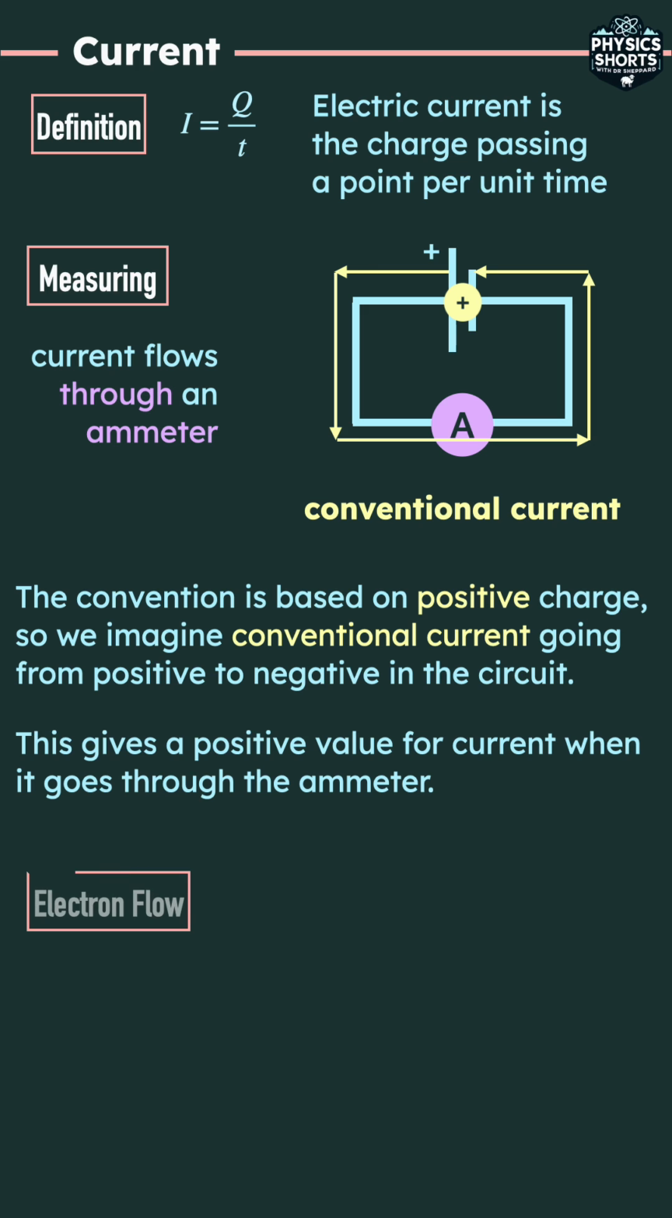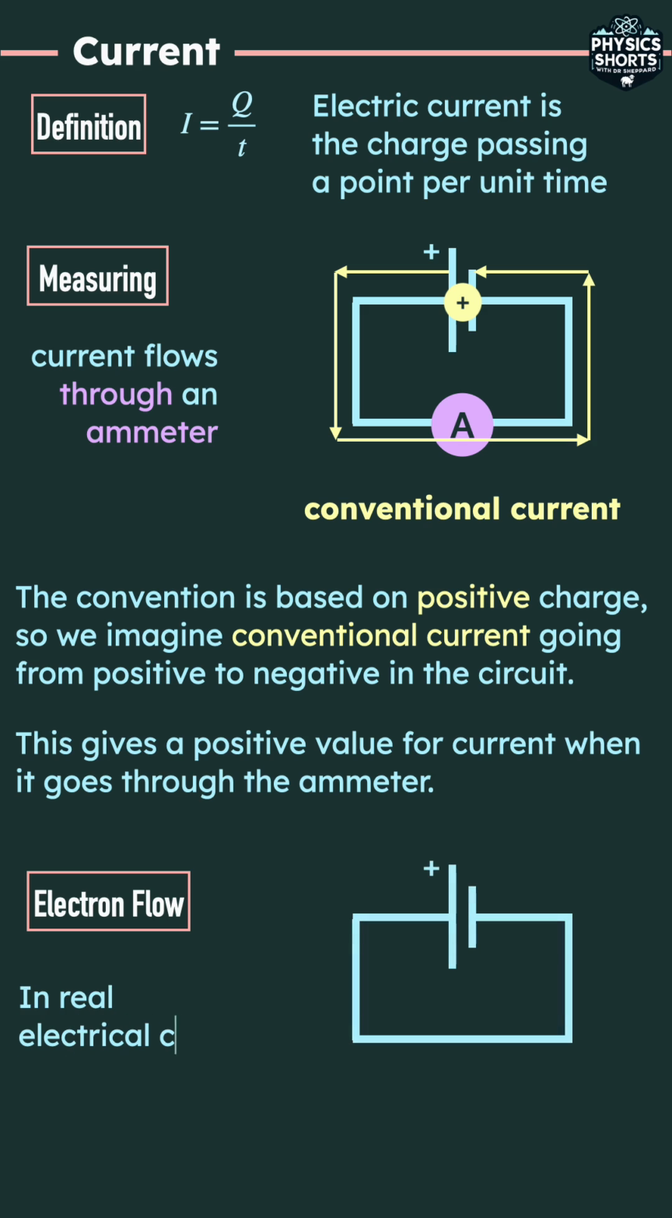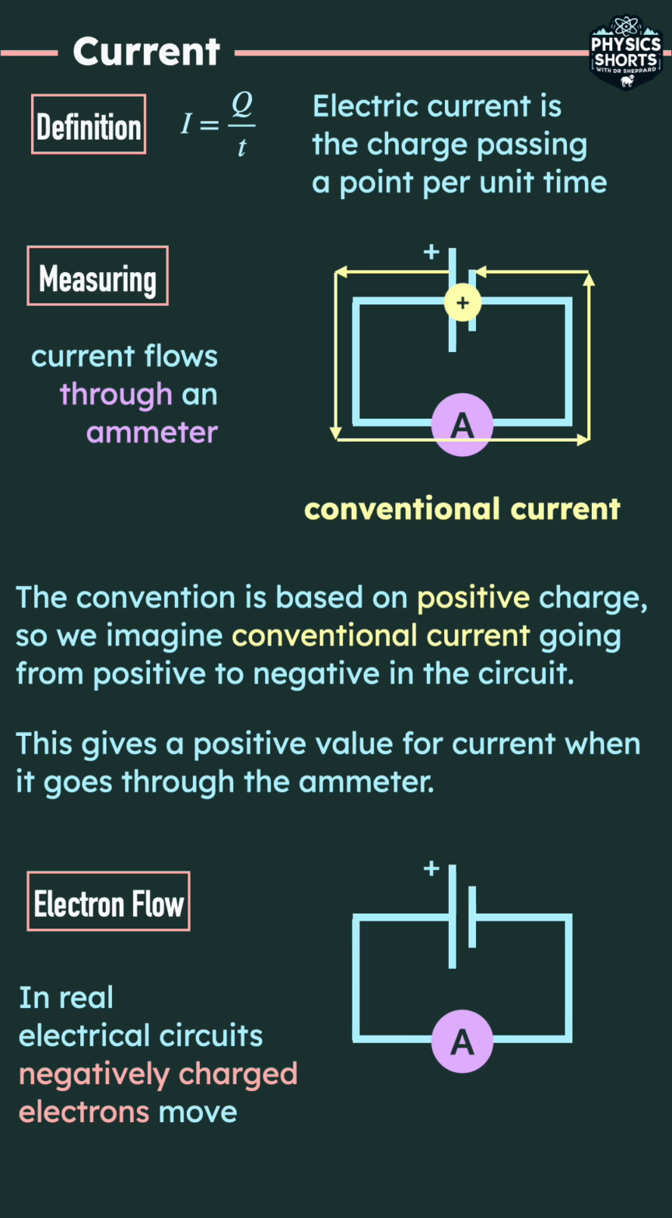In real electrical circuits, it is negatively charged electrons that move, so electron flow is in the opposite direction to conventional current. So the electrons will leave the negative terminal of the cell, flow through the ammeter and return to the cell.